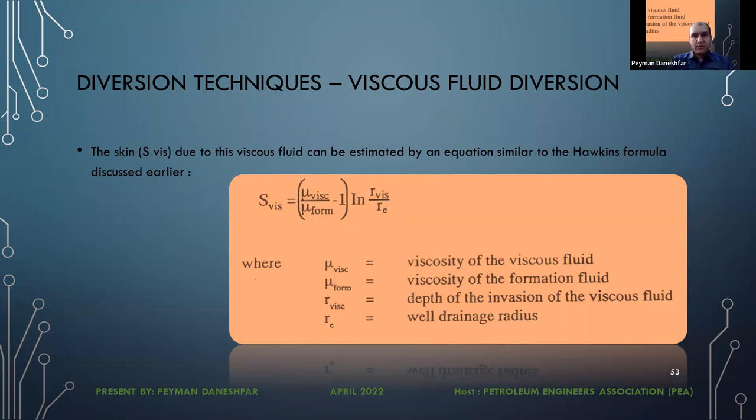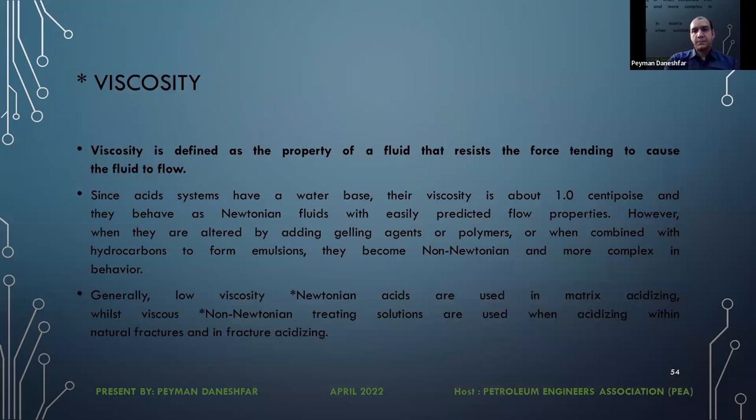Okay, I'll move to another slide where I want to talk about viscosity. I think all of you know about viscosity. Viscosity is defined as a property of a fluid that resists the force tending to cause the fluid to flow. Acid normally, without additives, has a specific gravity near water, and the viscosity is about 1 centipoise. It behaves as a Newtonian fluid, okay? With Newtonian fluid performance, you can easily predict the next movement.